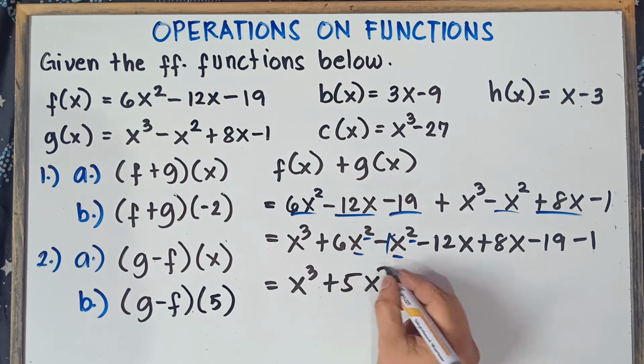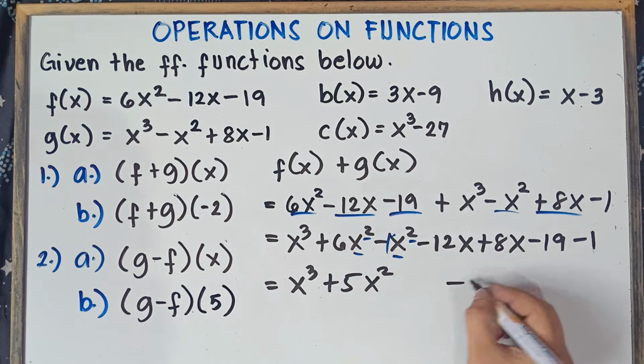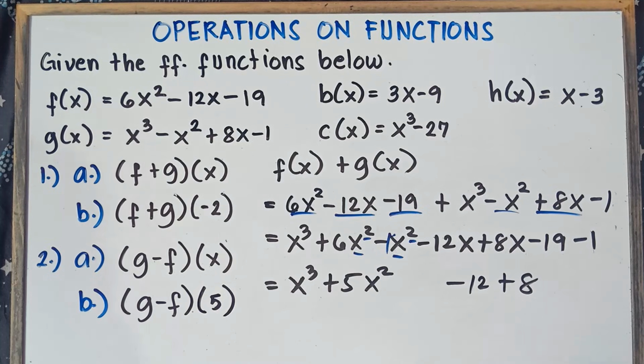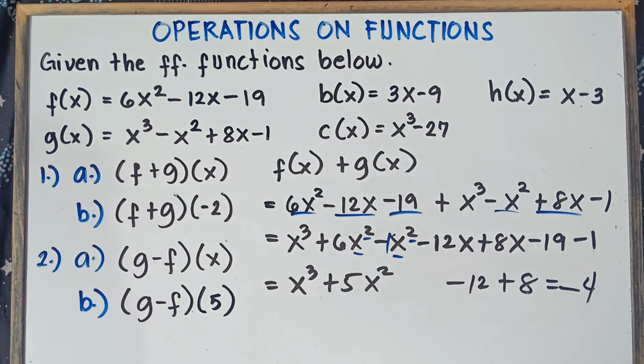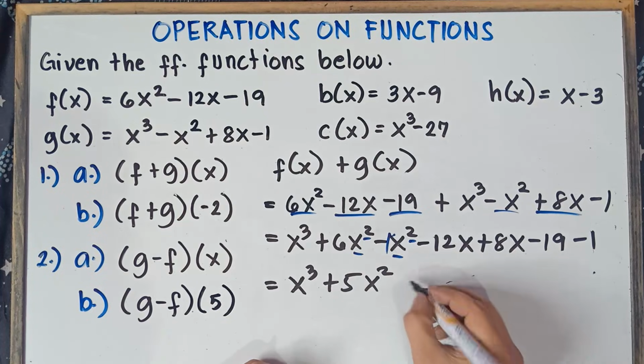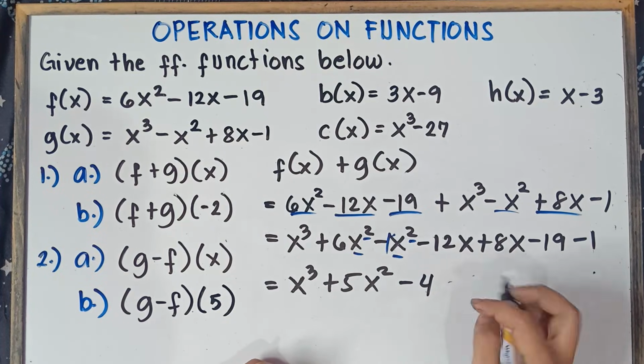And then negative 12, positive 8. If the signs are not the same, you subtract. 12 minus 8 is 4. Now 12 is greater than 8, so we copy the sign of 12. That would be negative 4. So negative 12 plus positive 8, the answer class is negative 4. So negative 4, simply copy x.